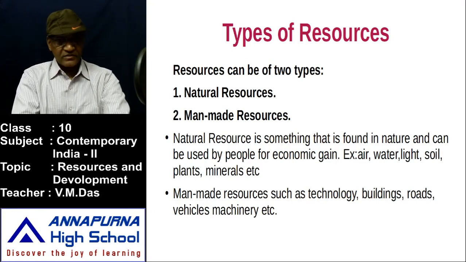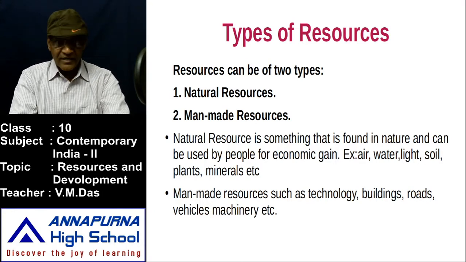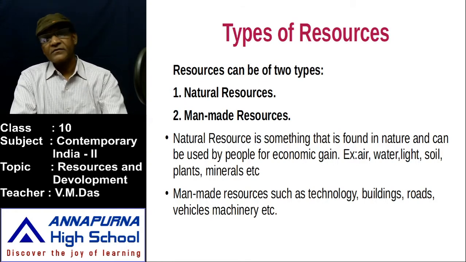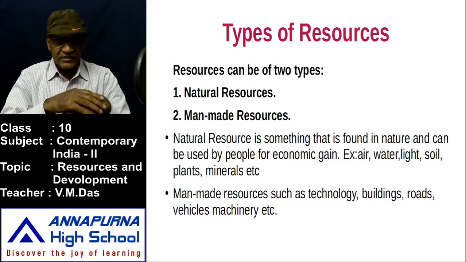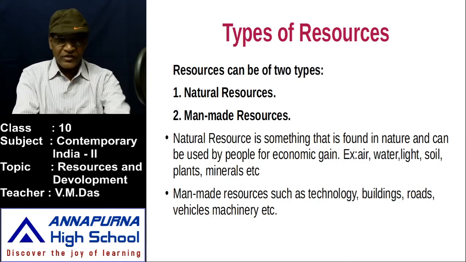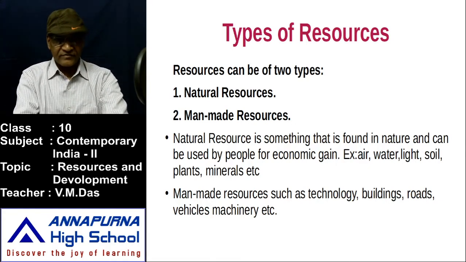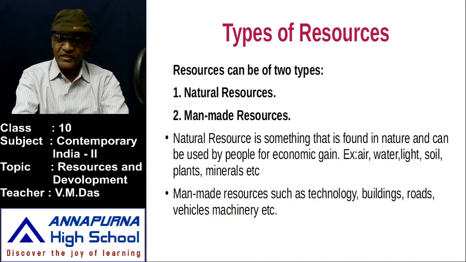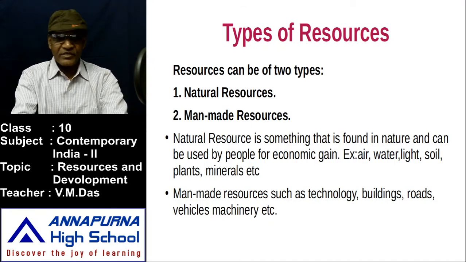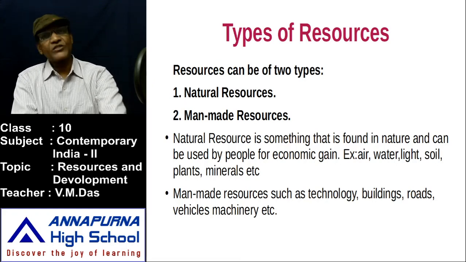So air, water, light, soil, plants, minerals, all these are found in nature. That is why these are called natural resources, my dear children. So that is the first type of resource, the natural resource. And now let me tell you the second type of resource, that is called man-made resource.